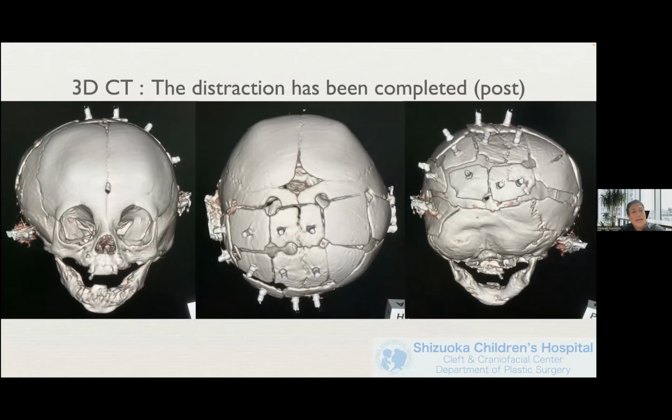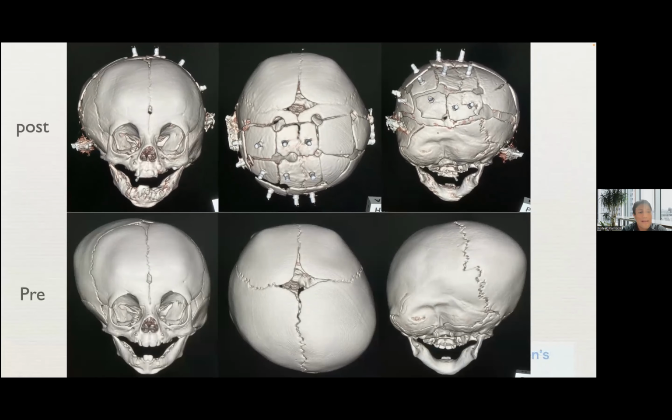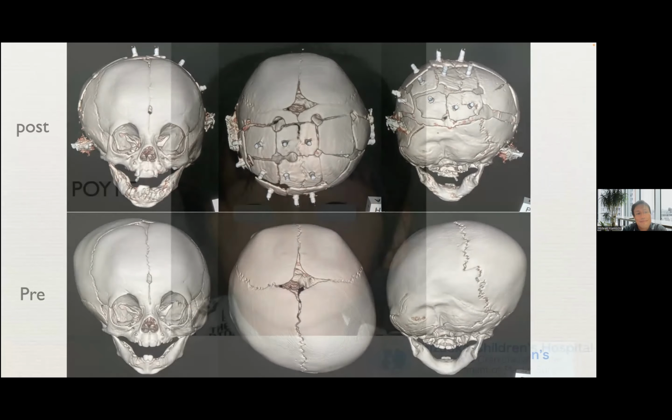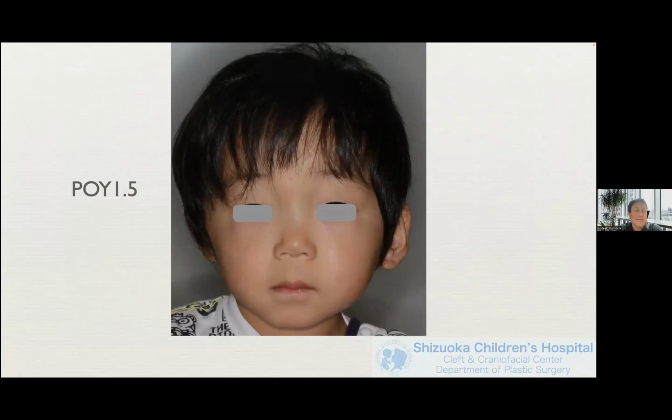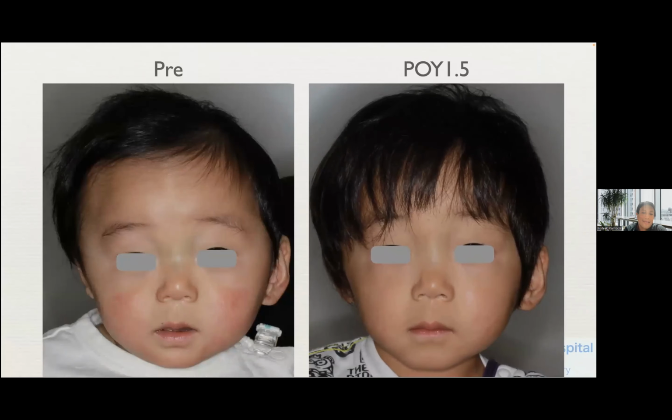This is a 3D CT image after distraction is completed. Pre and post: the cranial morphology has improved. And this is a photo 1.5 years postoperatively. There is a comparison between the pre- and postoperative photos. The head shape has improved.